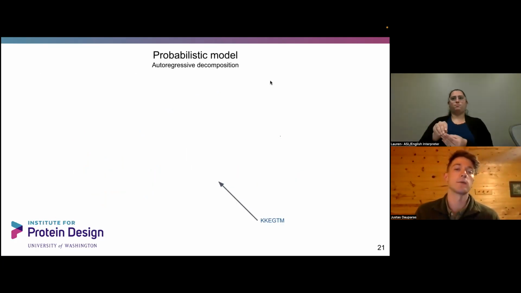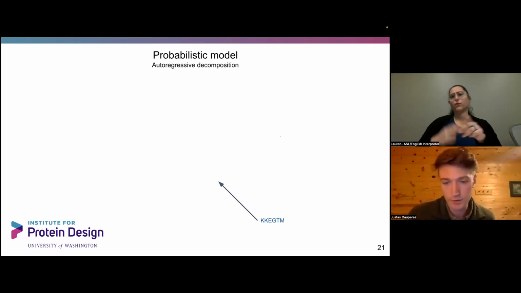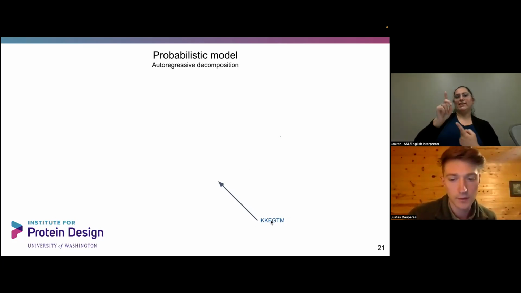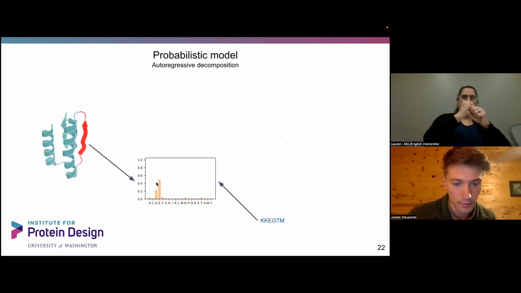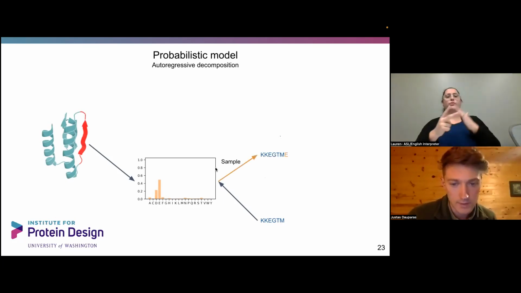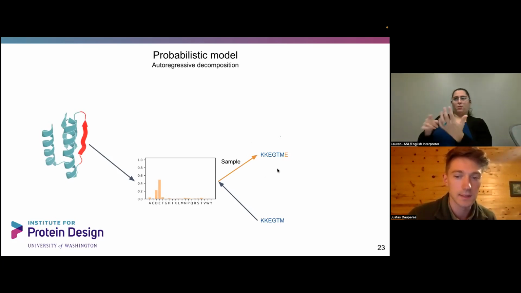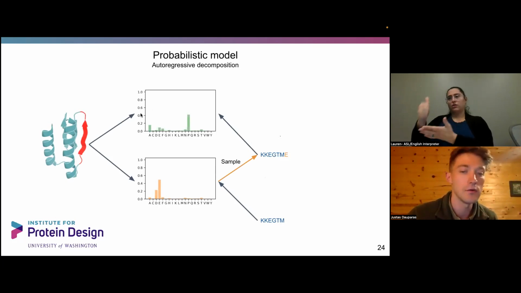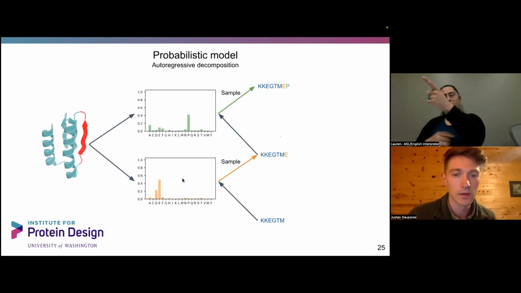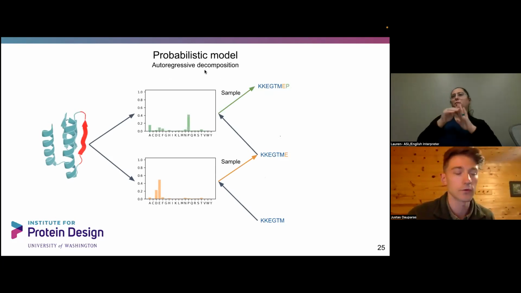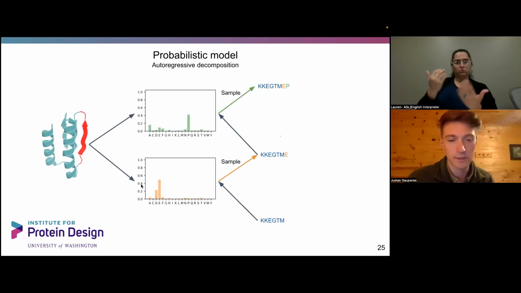In this case, the model is using autoregressive decomposition. For example, given a small bit of the sequence that is already decoded and the backbone, the model produces the probabilities of the amino acids, and then we sample from this distribution to get a sample. Here it's sampling E, and then using this information we predict a new probability distribution for the next amino acid, and then sample again. Here it's proline. So the model is multi-step, or autoregressive, decomposed: one amino acid at a time, it predicts distributions, and then we sample from these distributions.